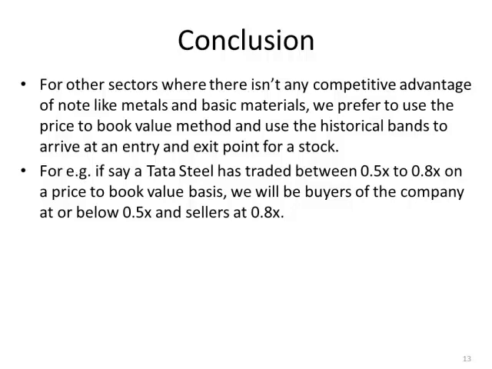And suppose that we observe that historically, Tata Steel has traded between 0.5 times and 0.8 on a price to book value basis, right? So if we plot the price to book ratio over time, we'll see that it lies in between these bands, 0.5 and 0.8. And then we would use these historical bands in order to actually invest in this company, right? So if the price went to 0.5 or below, then we would buy the stock. And once the price went up to 0.8, hopefully it does go up to 0.8, then we would sell the stock, right? And so we use this type of method when we're looking at companies which produce metals and basic materials, right?